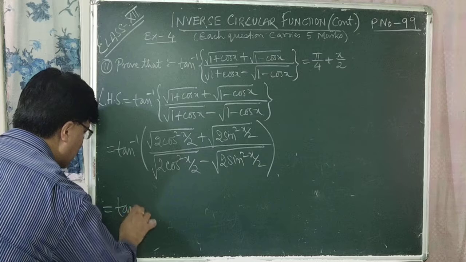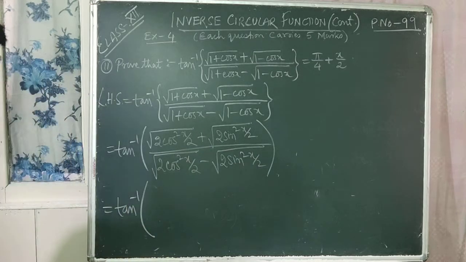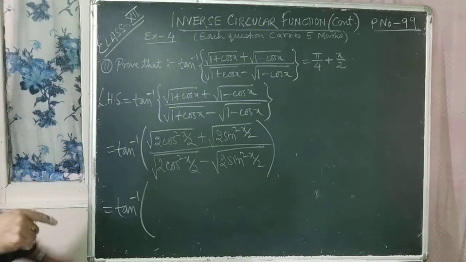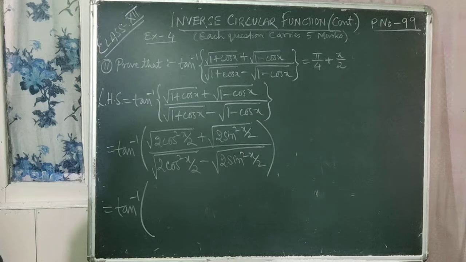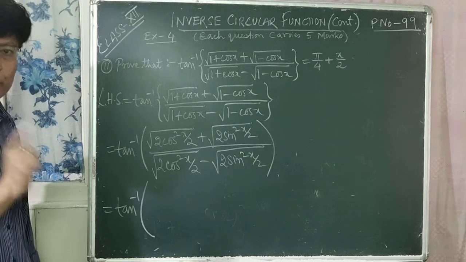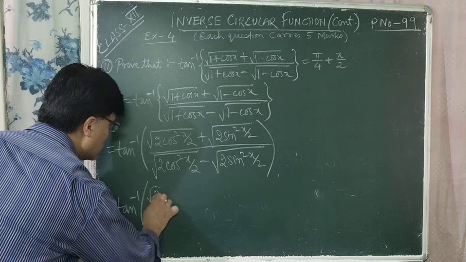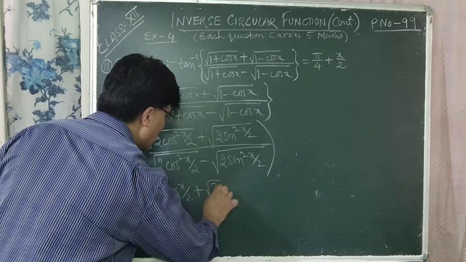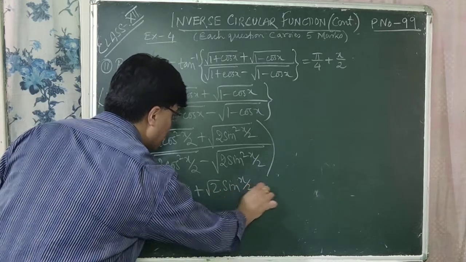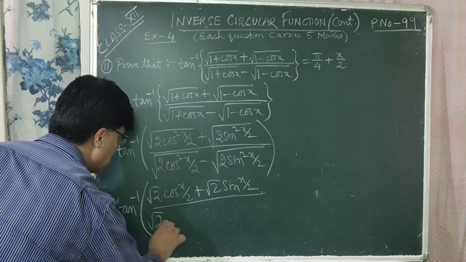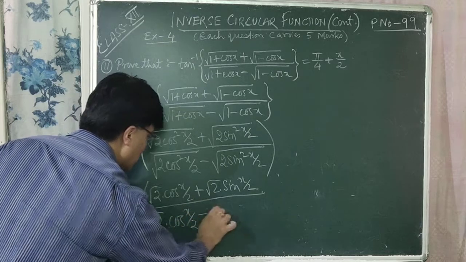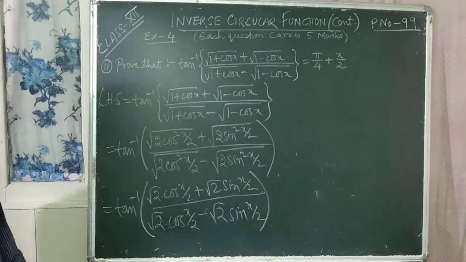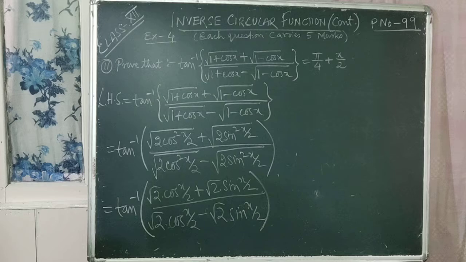It is equal to tan inverse, so within bracket, what is square root of 2 cos square x by 2? Only the square root will be removed from cos square x by 2, isn't it? But square root cannot be removed from 2. Square root of 2 is root 2 into cos x by 2 plus, this is also root 2 into sin x by 2. Similarly in the denominator, root 2 into cos x by 2 minus, this is root 2 into sin x by 2. Bracket is closed. Is it clear to all of you?